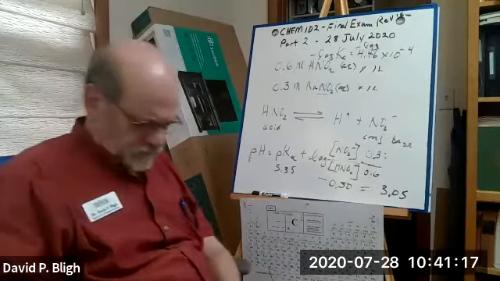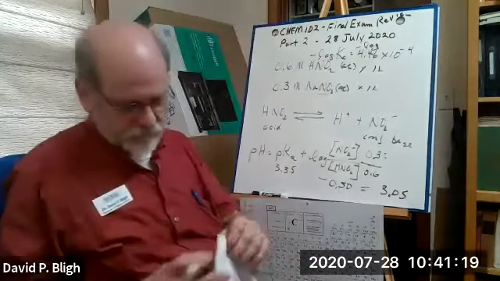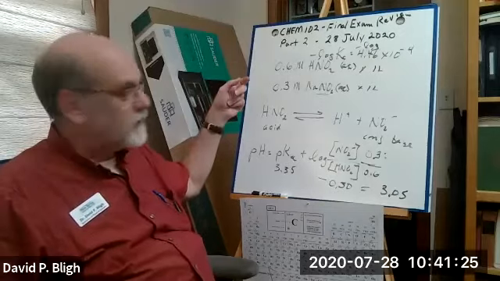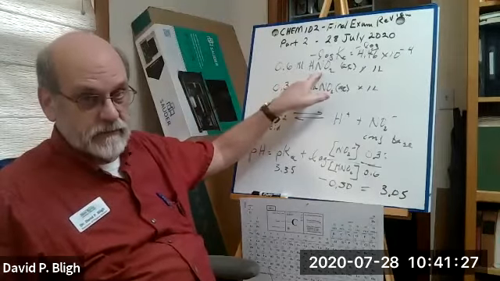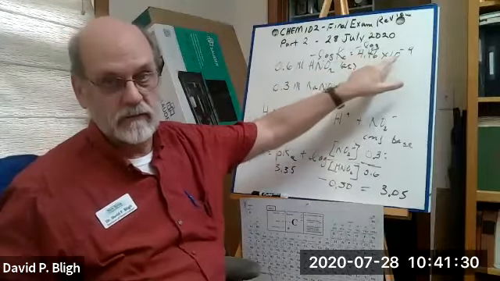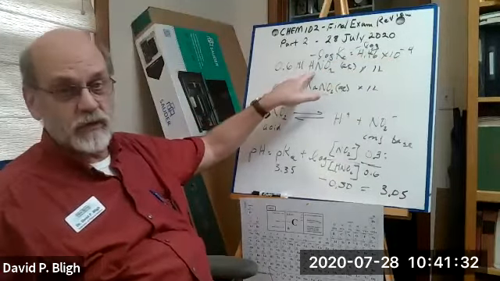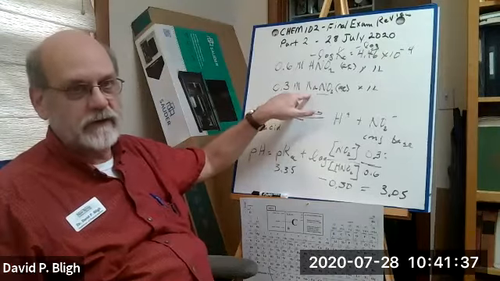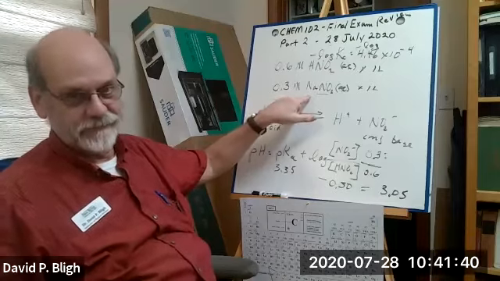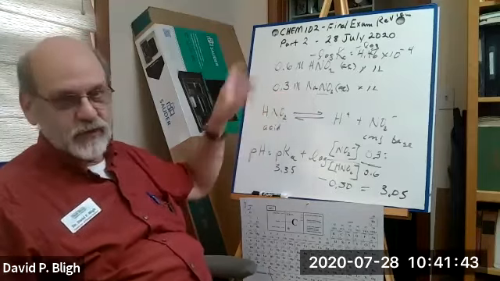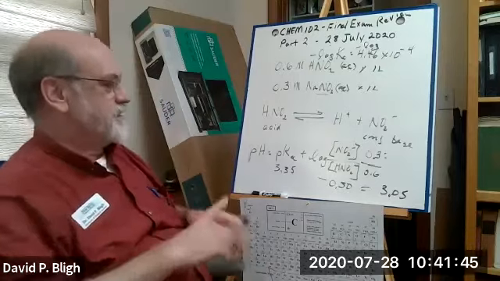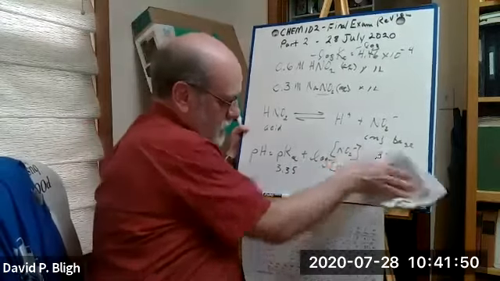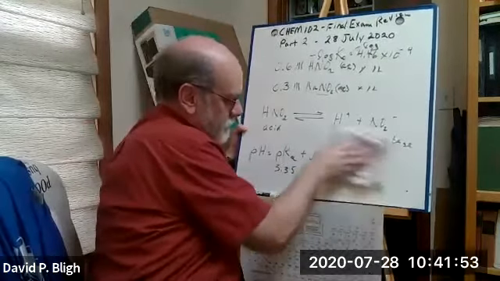Oh, I forgot to mention. I just kind of glossed over it. In order for this to be a buffer, what else do we have to have? That has to be a weak acid. And this proves it. Right? If that were HNO3 with sodium nitrate, you wouldn't have a buffer. You'd have a titration, but you wouldn't have a buffer. Okay, so 3.05 would be the answer for this situation.